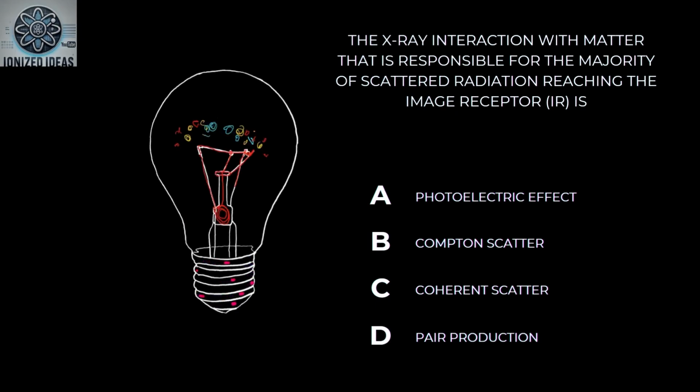The X-ray interaction with matter that is responsible for the majority of scattered radiation reaching the image receptor, IR, is A. Photoelectric effect, B. Compton scatter, C. Coherent scatter, D. Pair production.